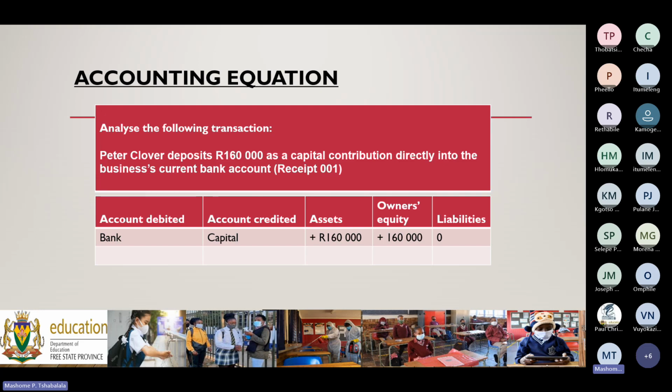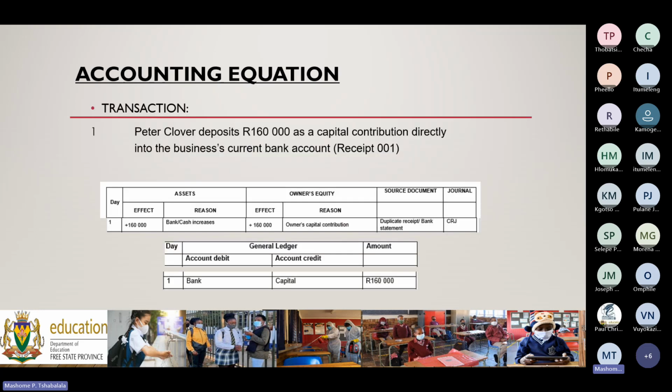In this case, you receive the bank statement to inform you that the owner has deposited the money, but the owner can also bring the deposit slip from the bank, or the EFT shows us that he has deposited the money in the business. This transaction will be recorded in the journal, the CRJ, cash receipt journal. Then in the ledger, we debit one account and credit the other account.